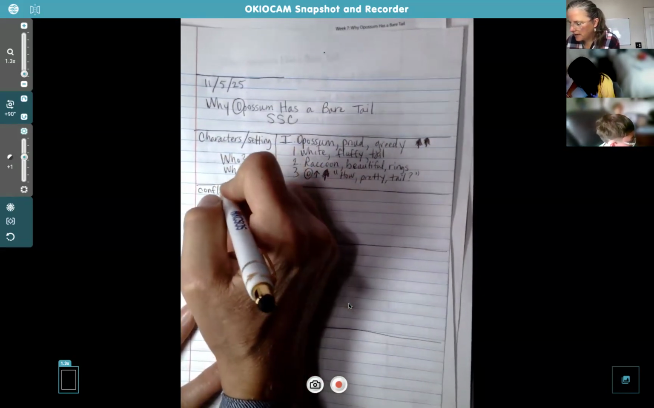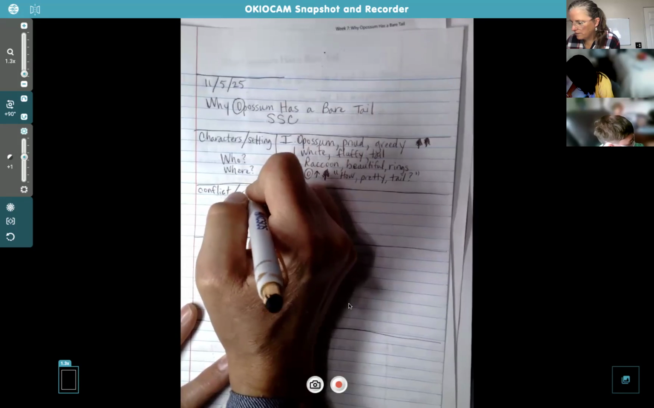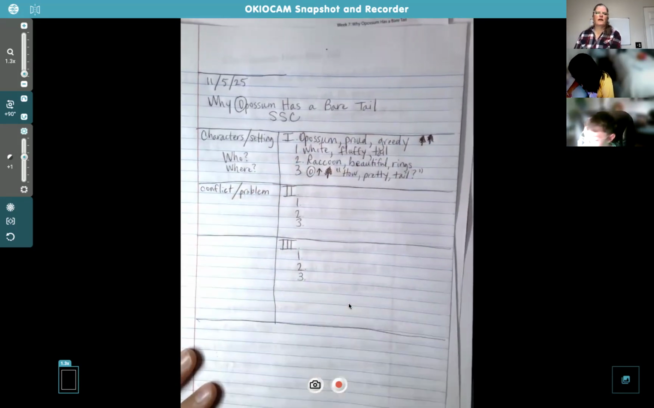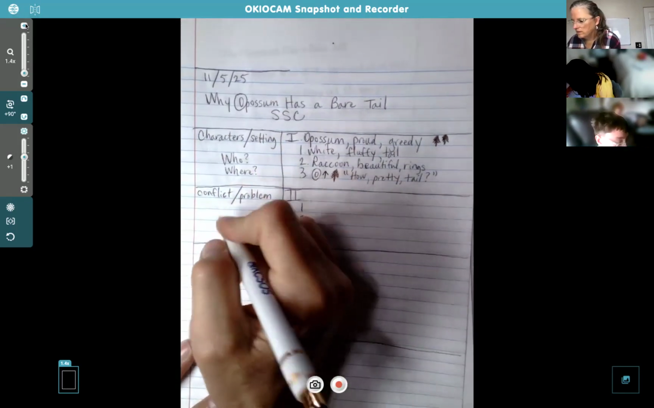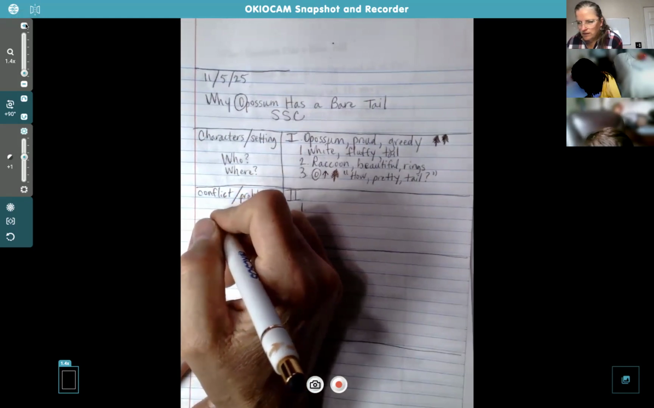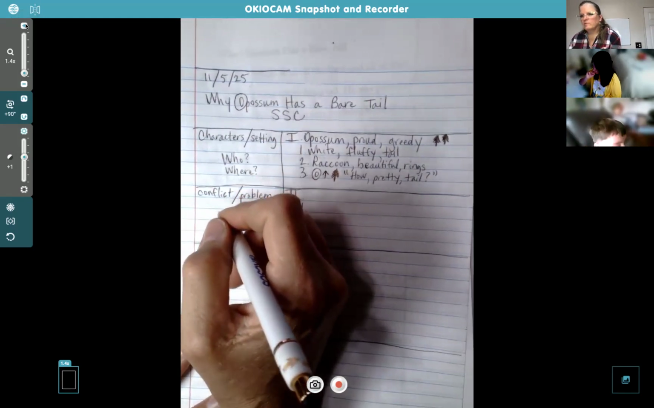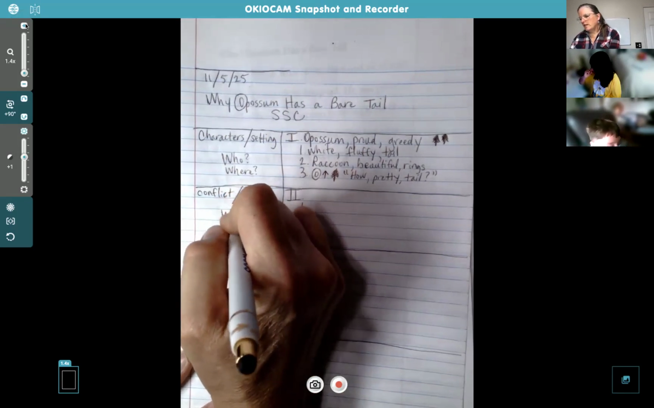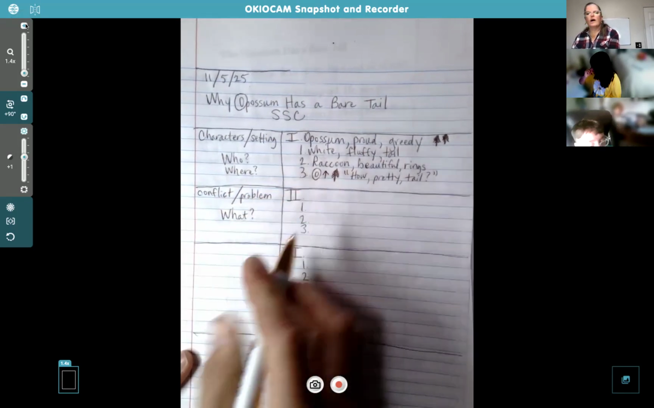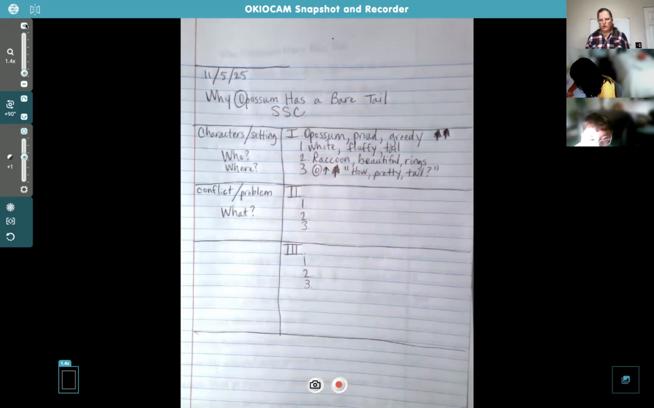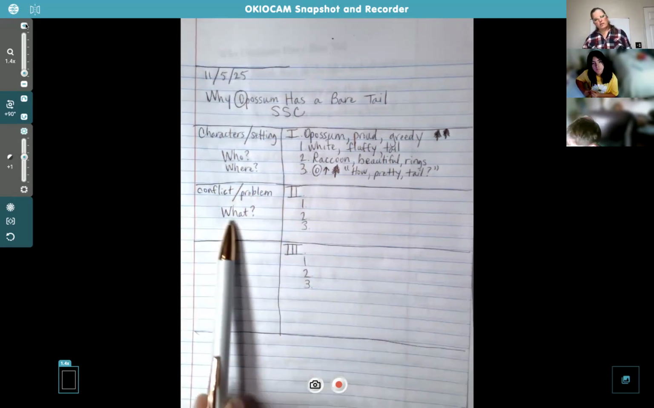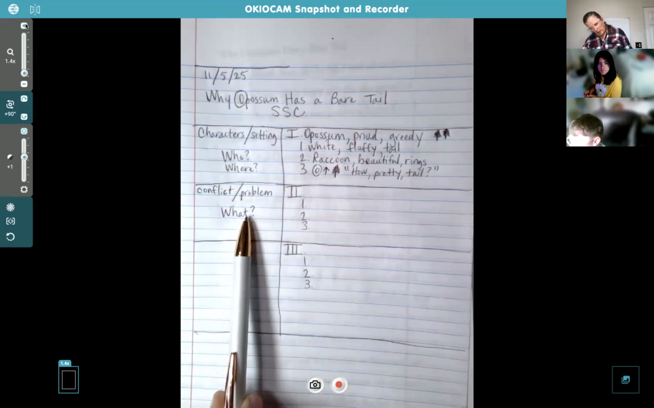Conflict slash problem. And then do you remember what question we ask in that box? The solution? No, it's going to be the question what. So just put what in the middle of that box. That just means what is the character wanting? What does the character need? What is the problem, basically? So when we're filling in Roman numeral 2, that's what we're going to focus on.